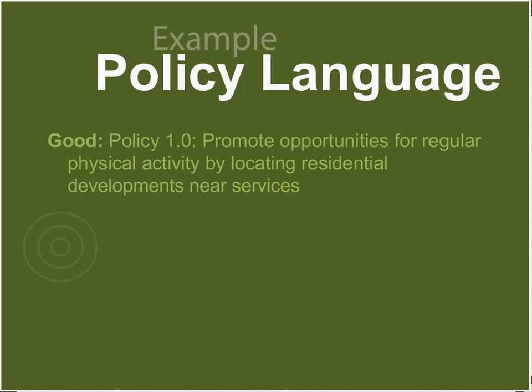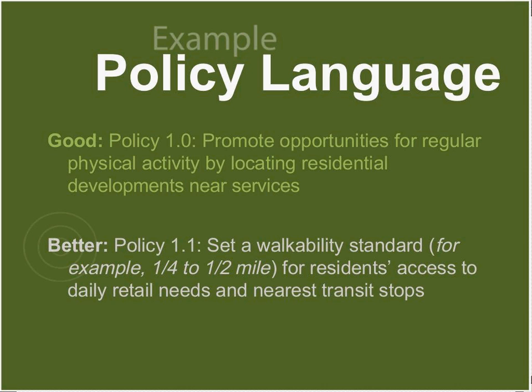A sample policy says, promote opportunities for regular physical activity by locating residential developments near services. Well, that's a good policy, right? You'd be increasing the likelihood that people would be able to walk to meet their daily needs. But our policy must set a walkability standard. For example, a quarter, half mile, this distance we know most people are likely to walk, for access to daily retail needs and nearest transit stops. You're also specifying here exactly what uses you want people to be able to access on a daily basis.